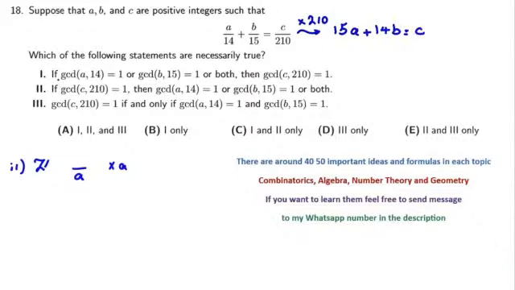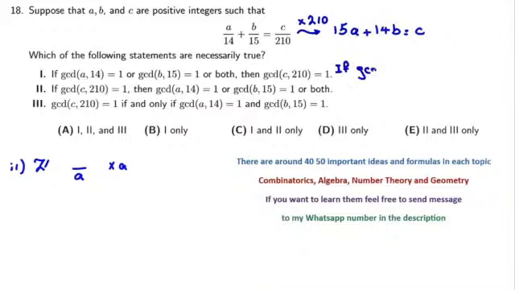Now let's read the statements. It says if GCD of a and 14 is 1, or b and 15 is 1, or both, then GCD of c and 210 is 1. Let me explain first. Look, for example, GCD of a and 14, if it is not 1, what does that mean? Let's consider this case first.